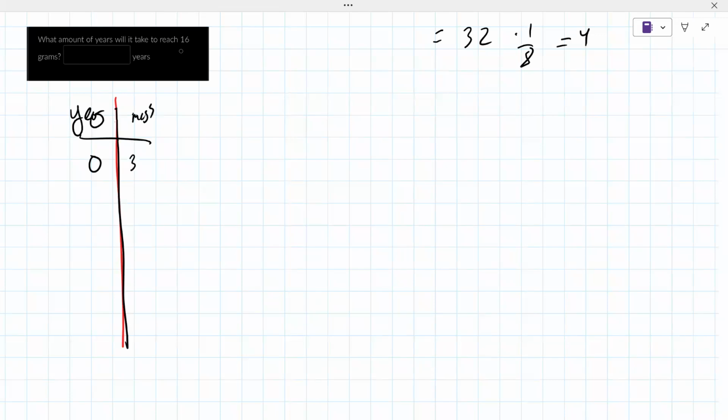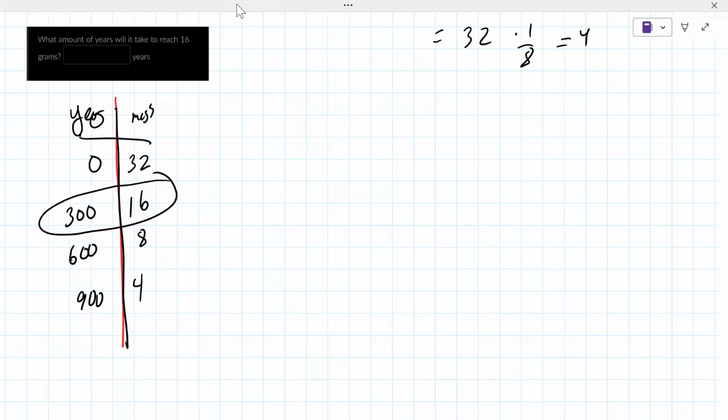32. So now 300 years later, that's its half-life. It's 16. 600 years, it's 8. 900 years, it's 4, and so on. How long does it take to reach 16 grams? 300, yeah. And you can solve it using some other things, but you can also just recognize that that's what it is.